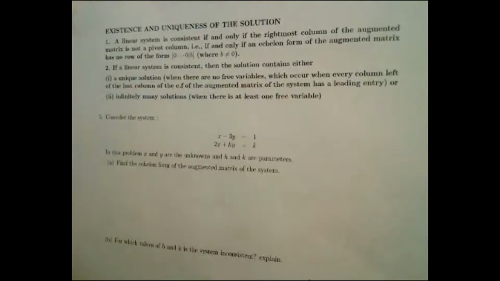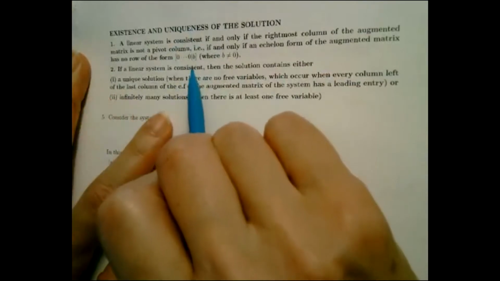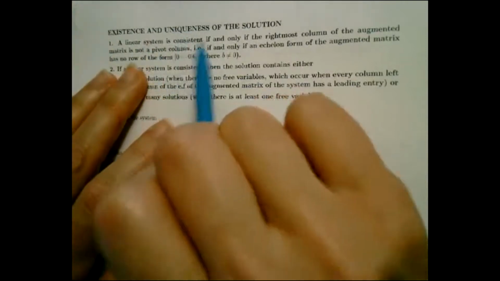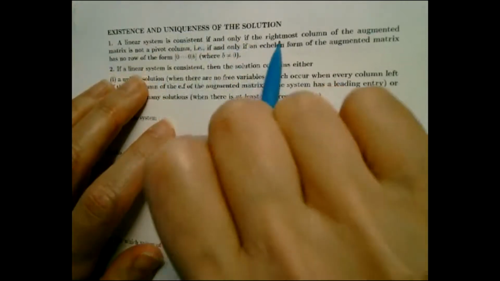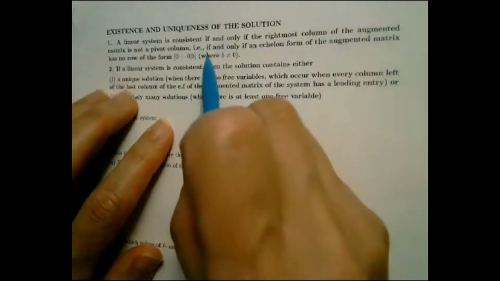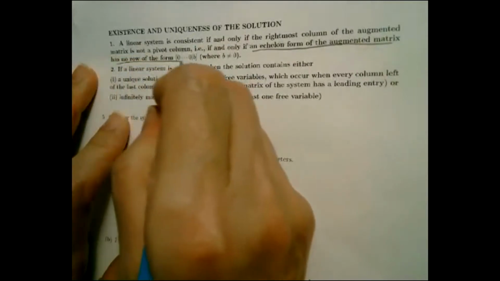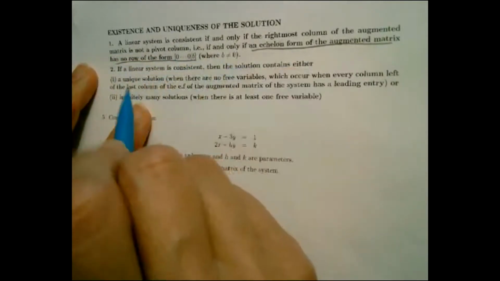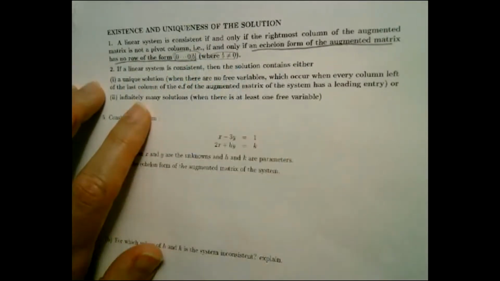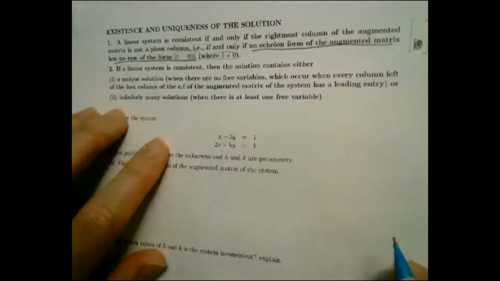So we have any system. The system could be consistent or not. If it's consistent, we can have either unique or infinite. So a linear system is consistent if and only if the rightmost column is not a pivot. What does it mean? If and only if the echelon form of the augmented matrix does not have a row of the form 0, 0, b, where b is non-zero. So it's consistent if this scenario is avoided. It means the last column cannot have a leading entry.